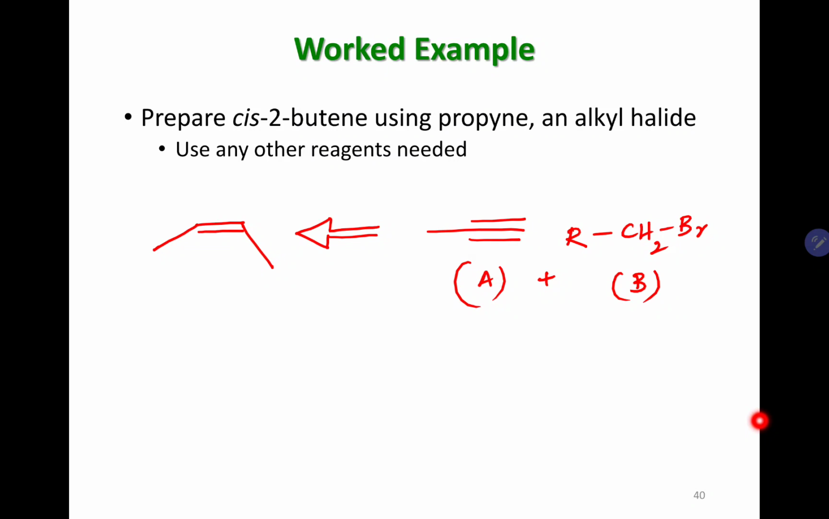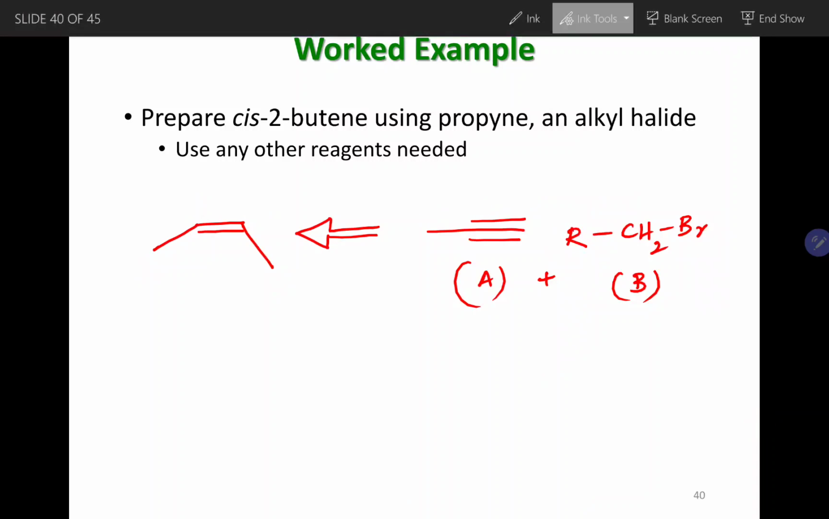So how do you do this? This is very straightforward. Let's talk about the difference in carbon number. You have 1, 2, 3 carbons in your starting material. In your product you have 1, 2, 3, 4 carbons. So in your product you have 1 extra carbon, which means you have to use an alkyl halide which will have 1 carbon. So this R group is a hydrogen.